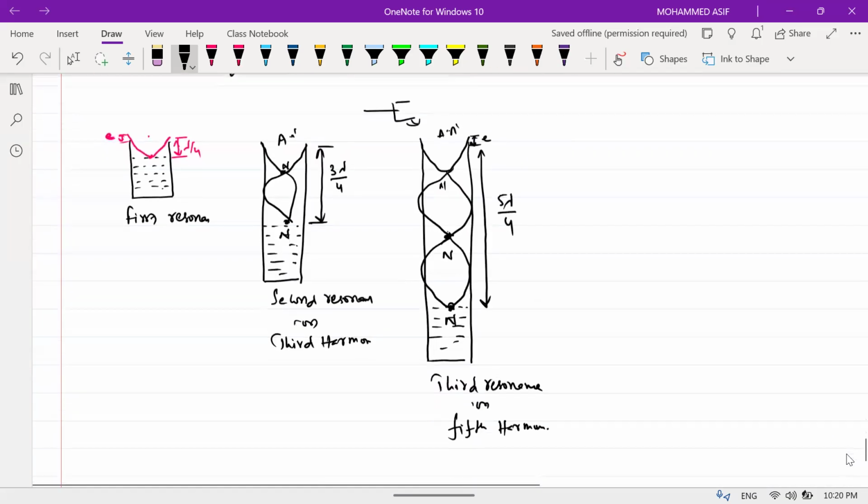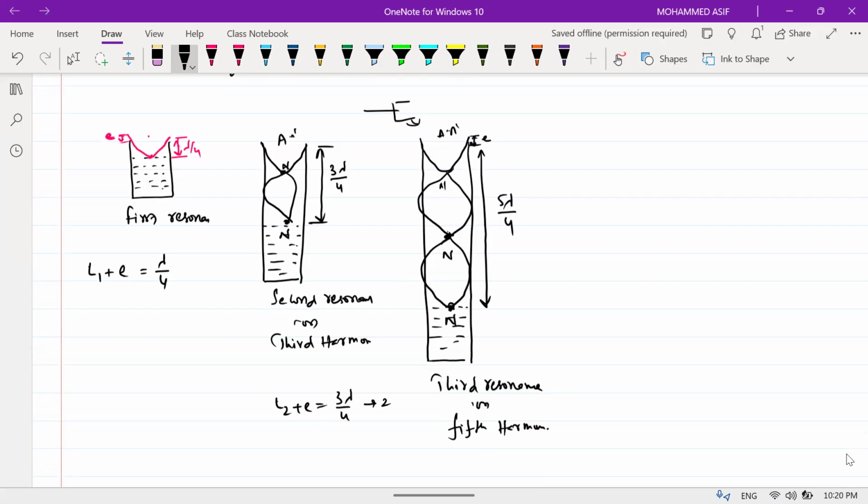So what I'll do is, I'll write the first equation right now. The first length of this one will be equal to how much? L1 plus end correction is equal to lambda by 4. In the second case, L2 plus E must be equal to 3 lambda divided by 4. This is equation 2. This is your equation number 1. So from 1 and 2 what I can get?